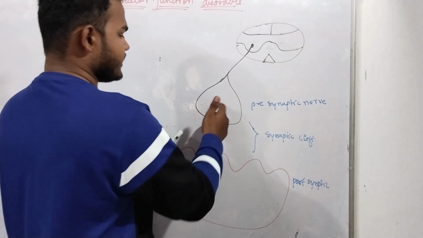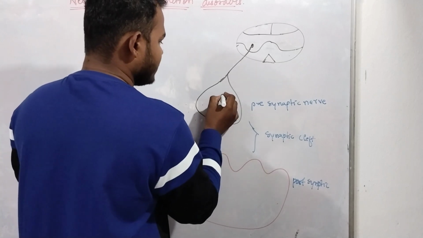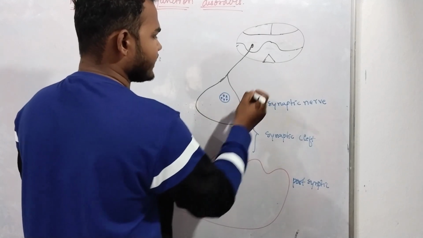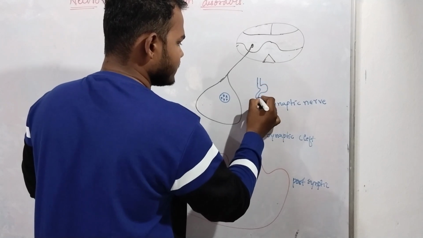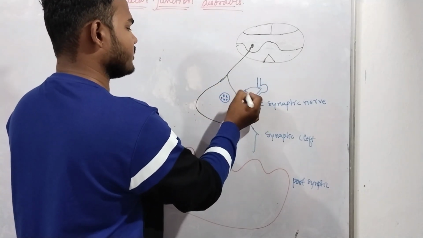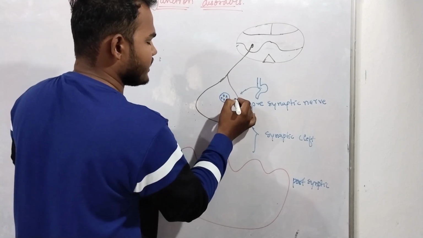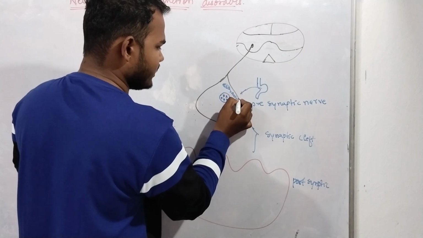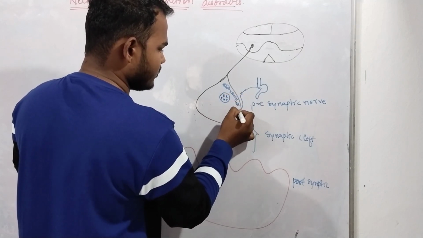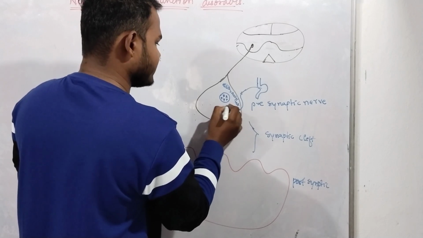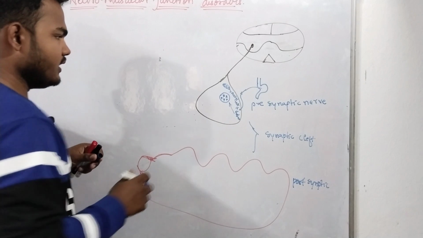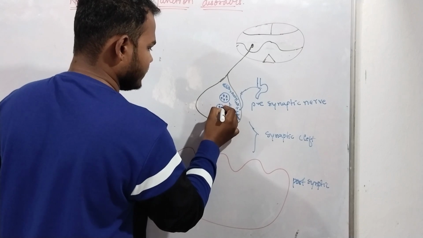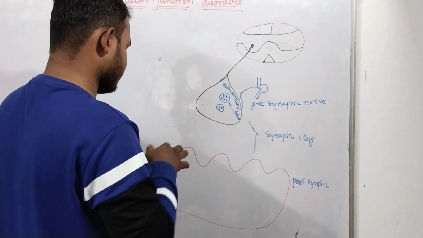Here in the presynaptic nerve, acetylcholine is produced and stored in this packet. How is the acetylcholine produced? Choline is taken up from the digestive system and goes to the presynaptic nerve. In this presynaptic nerve there are mitochondria. These mitochondria release acetyl-CoA, and this acetyl-CoA combines with choline and forms acetylcholine.